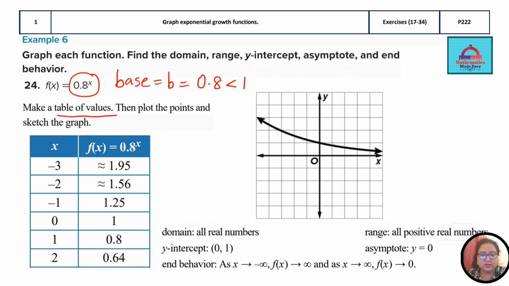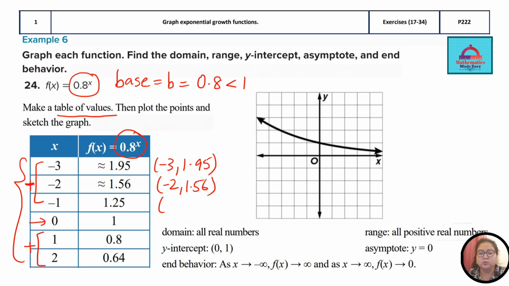So I'm choosing the same x values, some positive, 1, 0, and some negative. All the values we are taking, this one is negative, this one is positive. So use your calculator, plug in this function, get your values. The first point is minus 3, 1.95. The next point is minus 2, 1.56. The next point is minus 1, 1.25, and so on. You get all the 6 points.